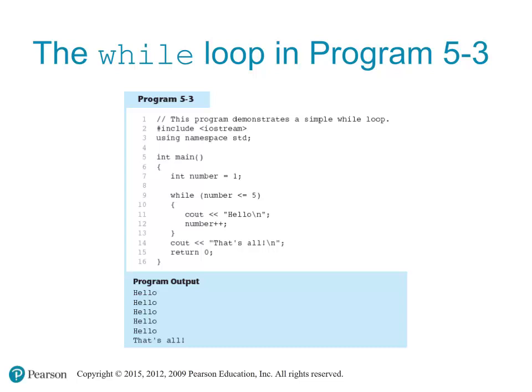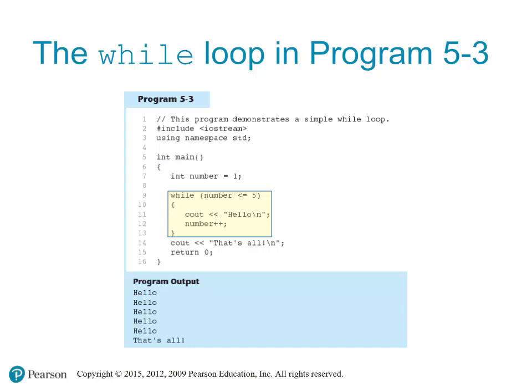This program shows a simple while loop. It will print the word hello 5 times. Number, which is an integer variable, is initialized to 1. The variable will control the loop's execution. The while loop has the condition num less or equal to 5. This loop will continue to execute as long as the condition is true.